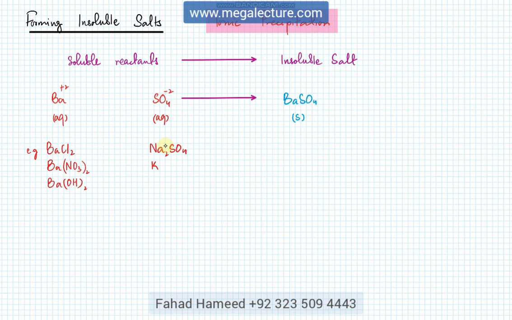So there's a lot of options. Potassium is K plus 1. SO4 is minus 2. So it's going to be K2SO4. We can have magnesium sulfate. That's Mg is plus 2. SO4 is minus 2. So that also happens to be soluble.